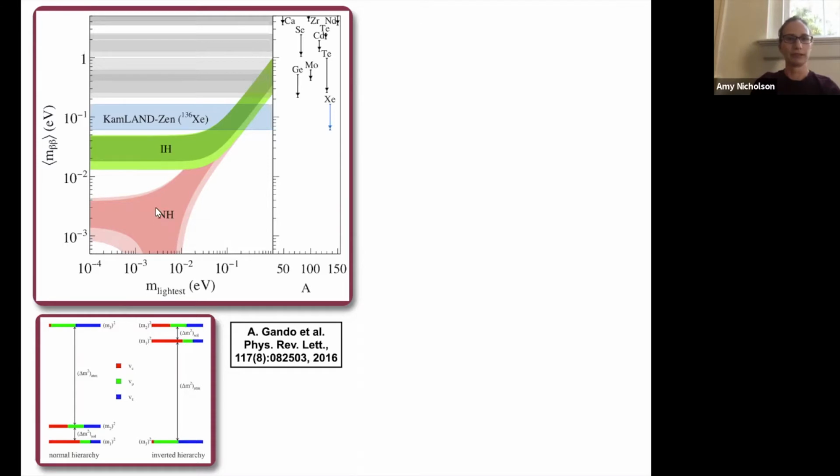And so you can see that there are different regions of phase space which are allowed given these two hierarchies. And then these bands here are different experimental bounds. Different isotopes are used by different experiments. Currently xenon is giving the lowest bound for this inverse of the lifetime.